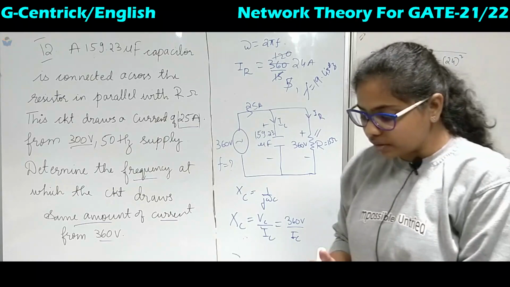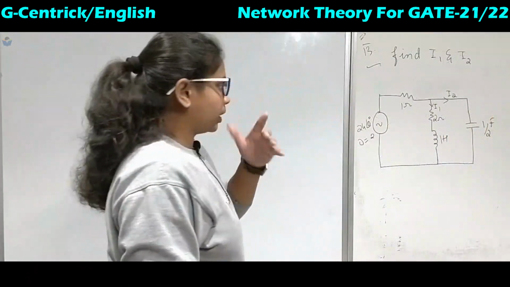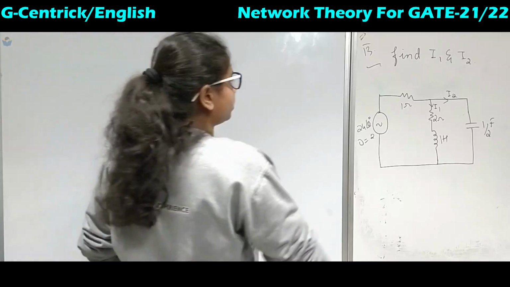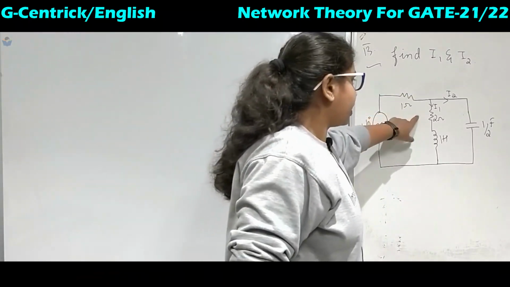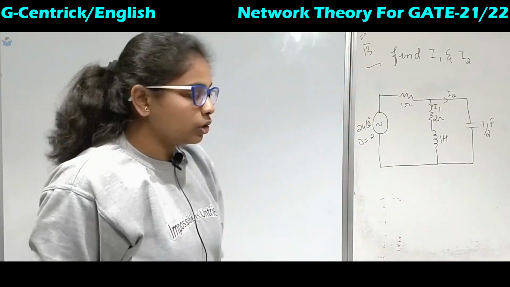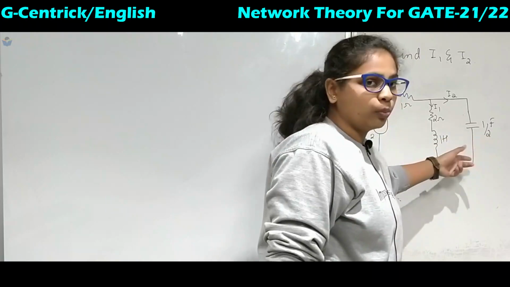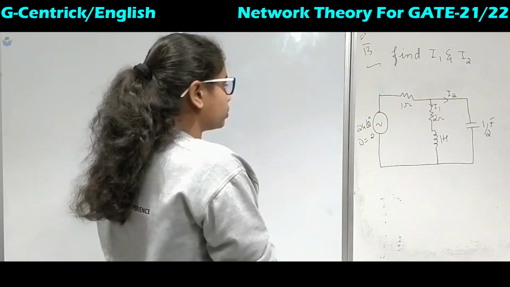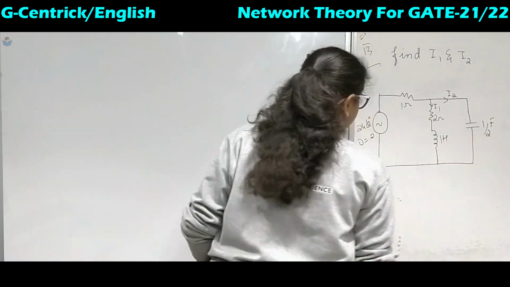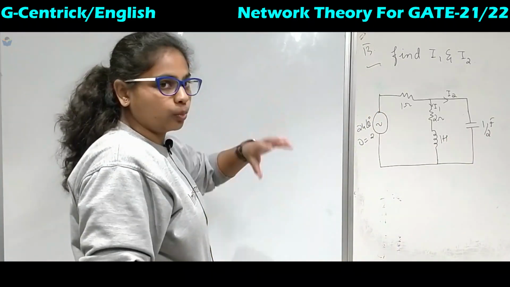Okay, so we will take one more problem based on this concept. Coming to this problem, that is the 13th, we have to find I1 and I2. So here is I1, here is I2. Whenever the circuit is given, check if they are in the ohmic values. They should not be in Henry and Farad. Now they are in the Henry and Farad values, so we will convert them into ohmic values.